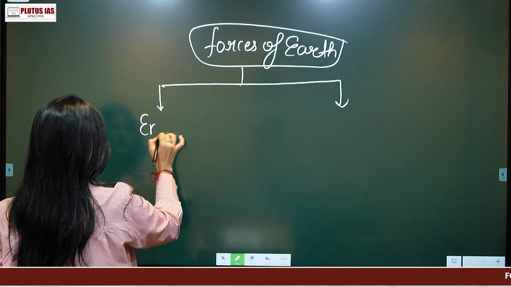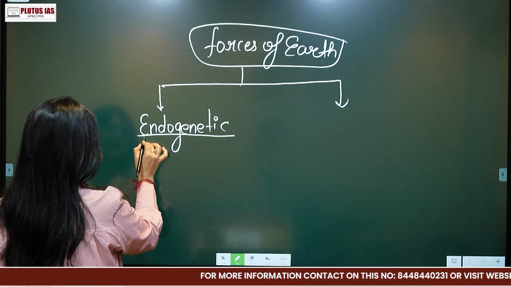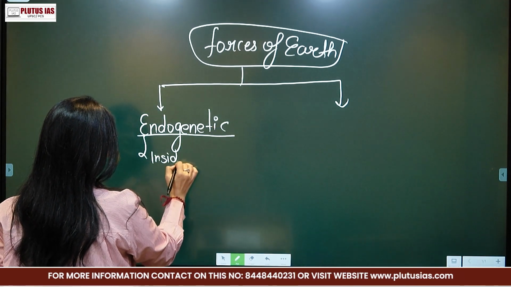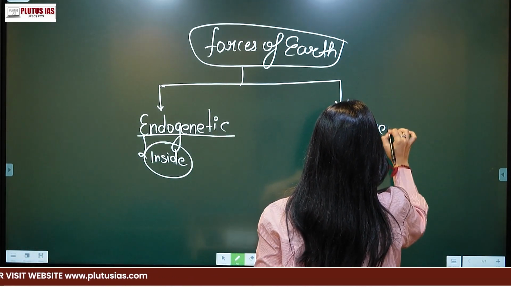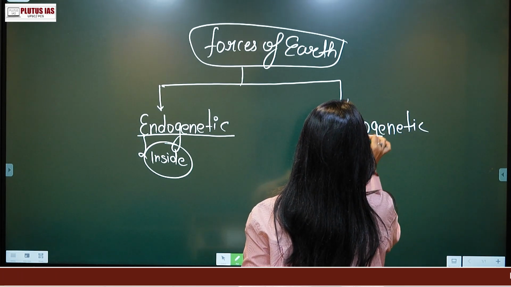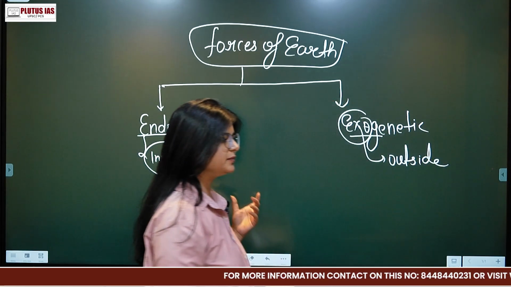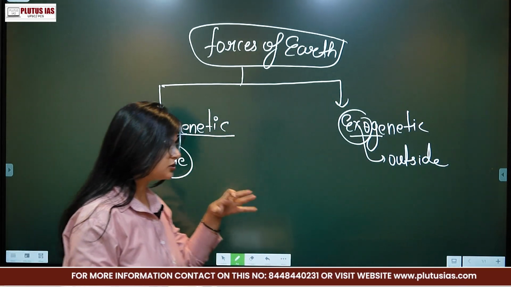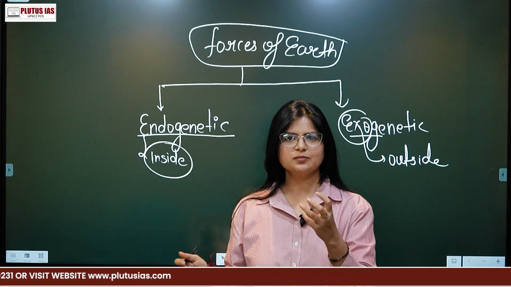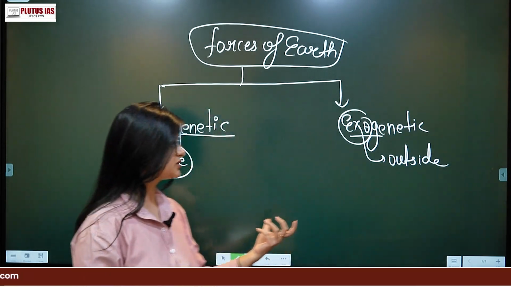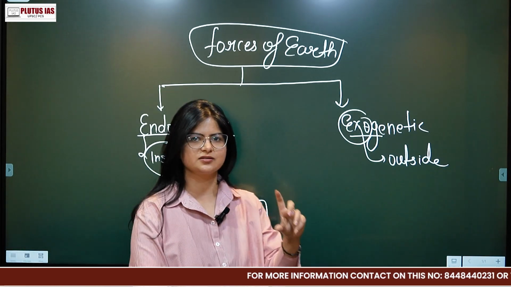What is endogenetic? Endo means inside and exogenetic means outside. So inside means what? Endogenetic. So forces which are coming from the inside of the earth are known as endogenetic. Where is the basis of this source? The source basis comes from the inside. When I talk about inside, that means beneath the crust.